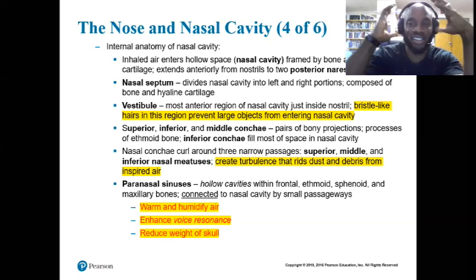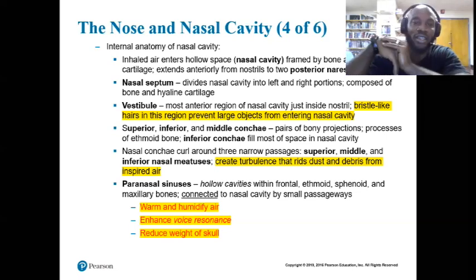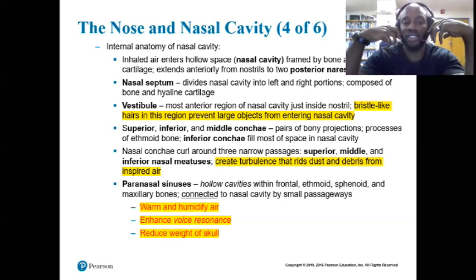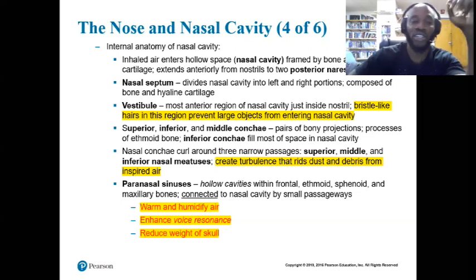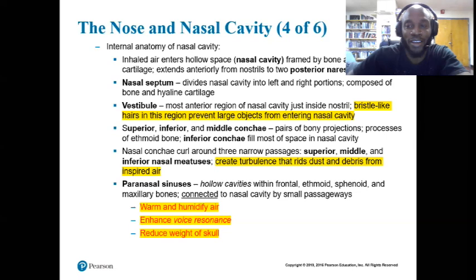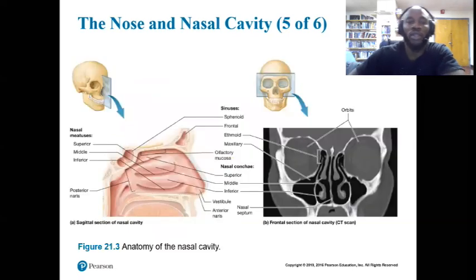Your head is not a solid structure. It's not like a rock where it's solid all the way through. The sinuses create spaces in the skull. Therefore, the skull is lighter than it would be if it were completely solid, which allows you to be able to hold your head up and watch this video. All right, so these are the structures.